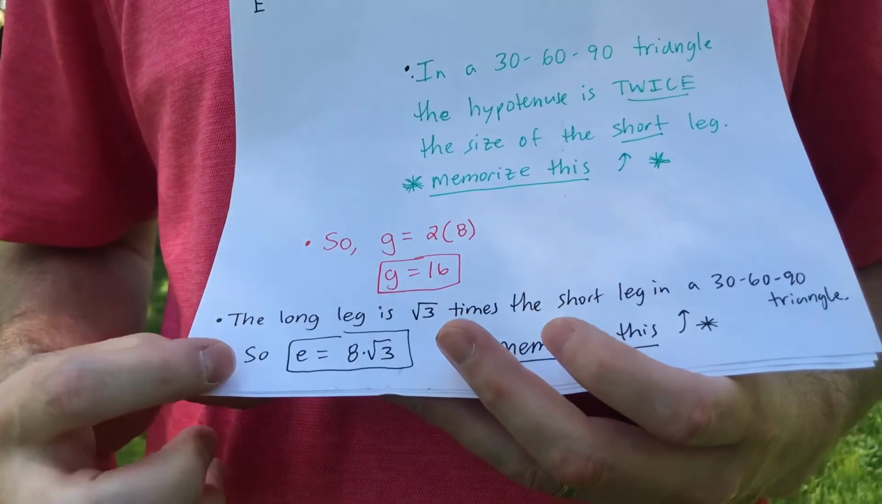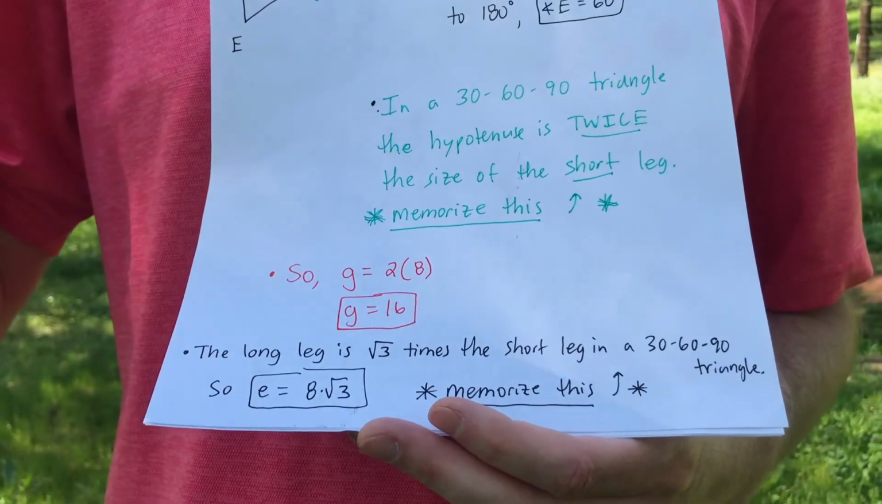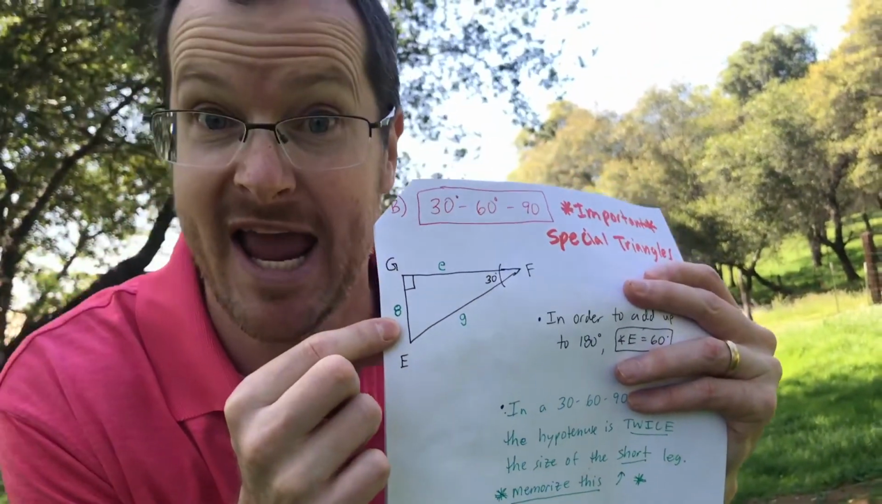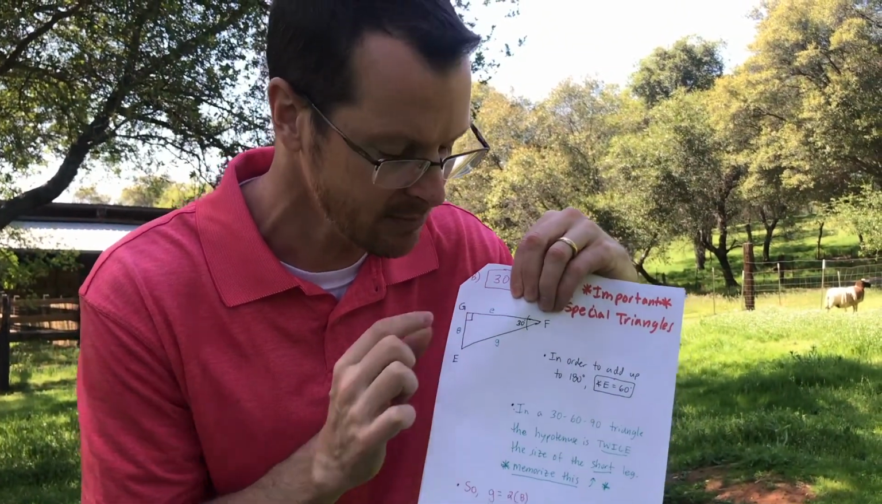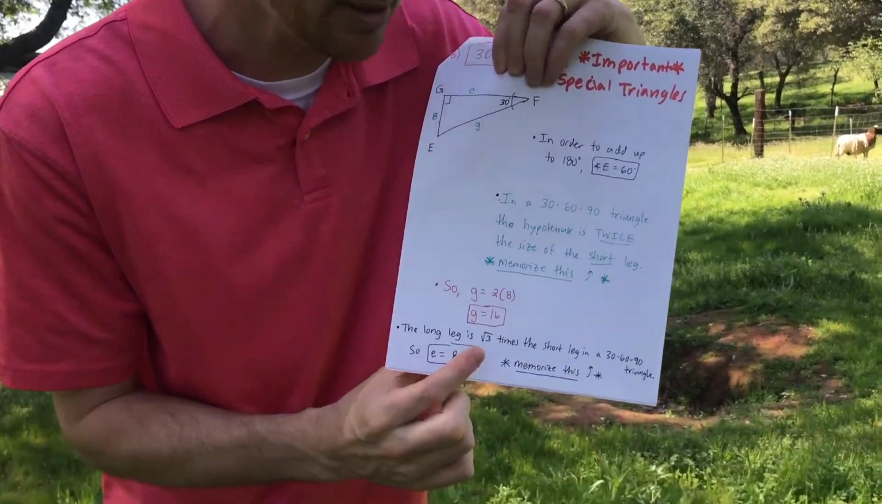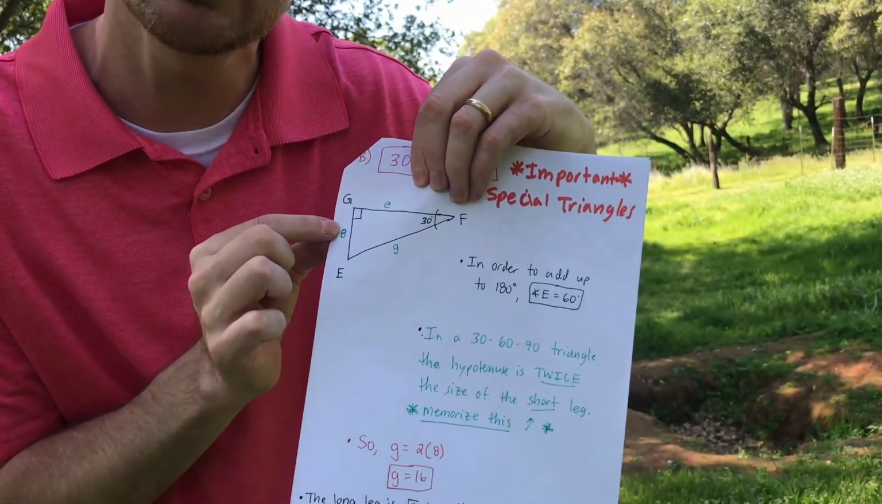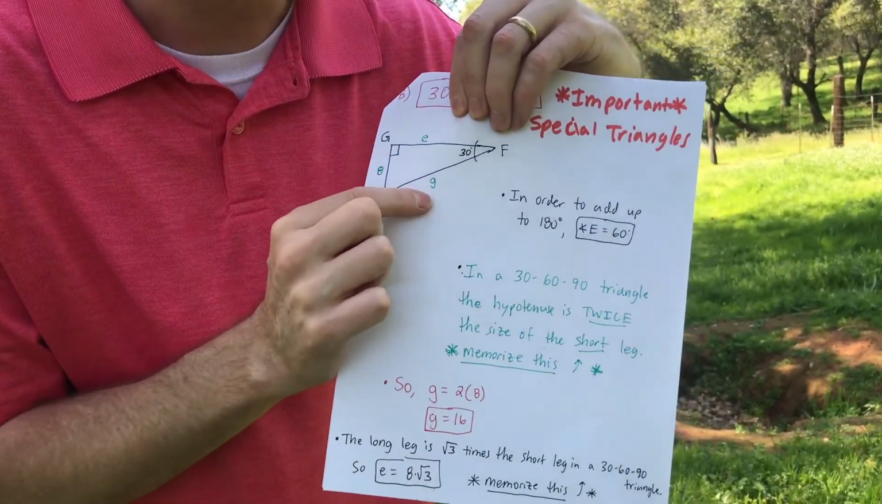So the long leg, this one here, the E value, has to be the square root of 3 times the short leg. So if I take my value 8 and I multiply it by the square root of 3, I get this. So 8 times the square root of 3 is E. And 8 doubled is my G. So just take your short leg, multiply by square root of 3 to get this. Take your short leg, double it to get that. Okay? Now let's go ahead and go find Spot.